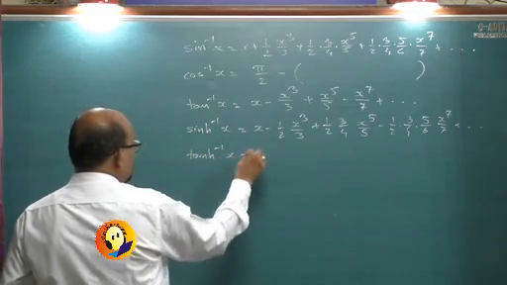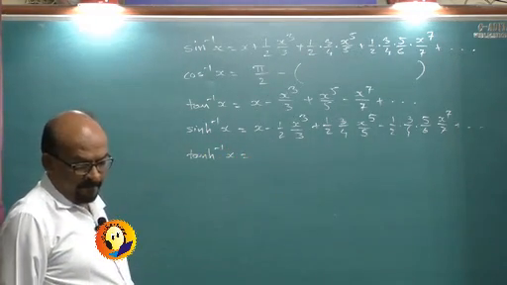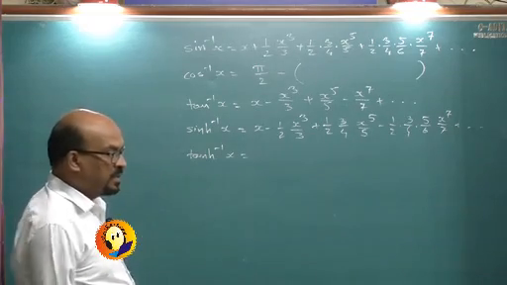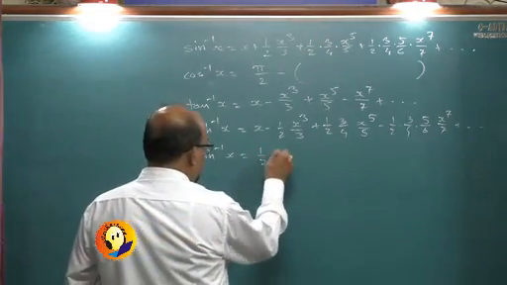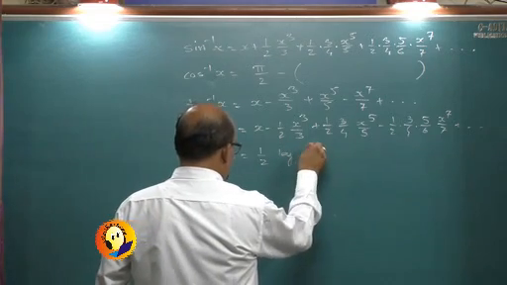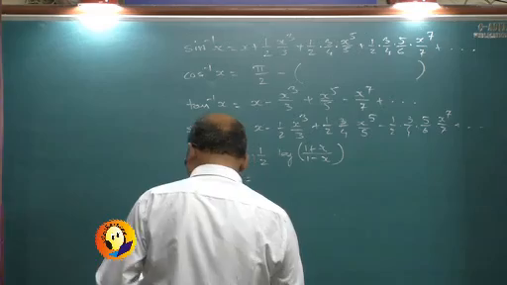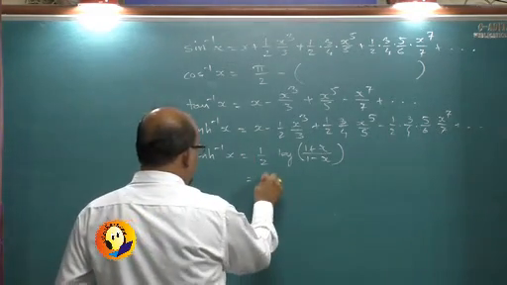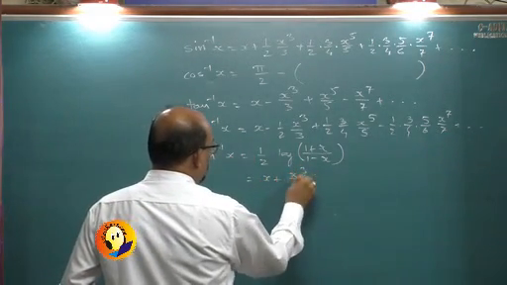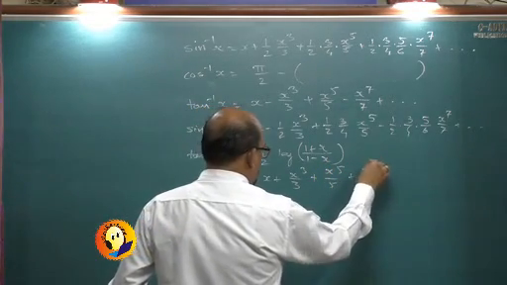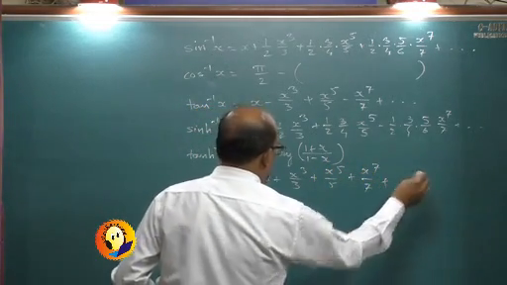Tan inverse x. What is the formula? It is half log of 1 plus x upon 1 minus x. And so the series will be x plus x cube by 3 plus x raised to 5 by 5 plus x raised to 7 by 7 plus etc.